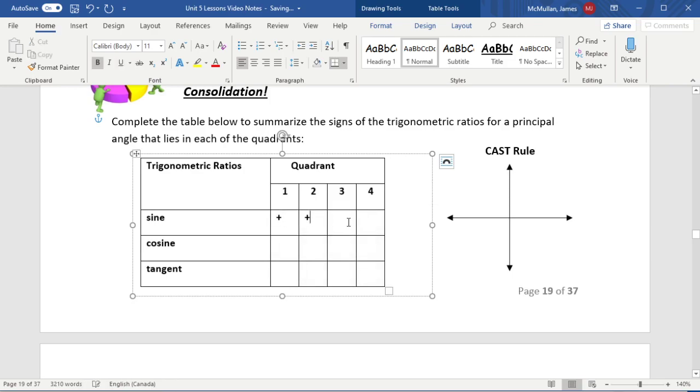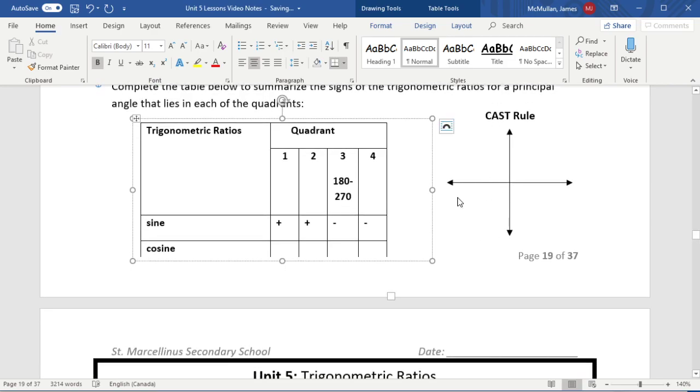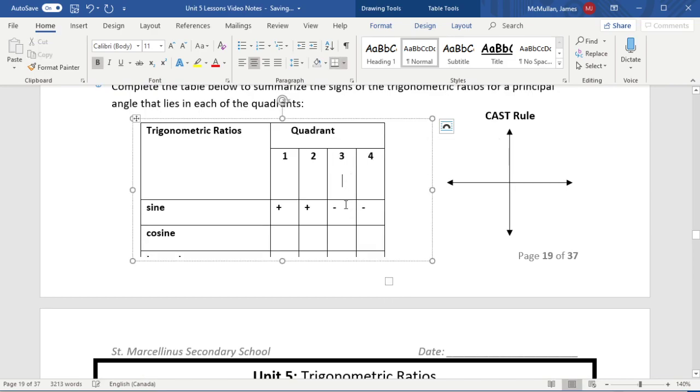Sine is positive in quadrant 1, positive in quadrant 2, negative in quadrant 3, negative in quadrant 4. This means if you pick an angle between 0 and 90 and do its sine, you'll get a positive. If you pick an angle between 90 and 180, you're going to get a positive. But if you pick an angle between 180 and 270, which is quadrant 3, just down here, you will find that sine gives you a negative answer. Similarly, if you pick an angle in this bottom quadrant, you'll get a negative answer.